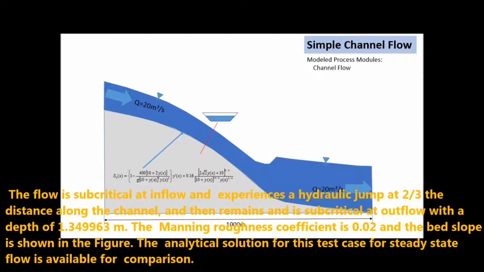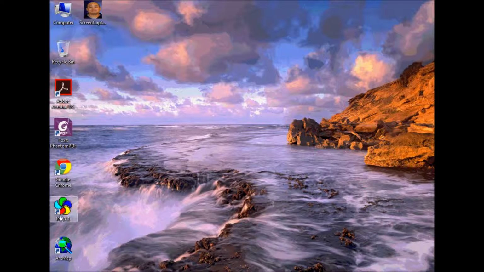The flow is subcritical at inflow and experiences a hydraulic jump at 2/3 the distance along the channel, and then remains subcritical at the outflow with a depth of 1.35 meters. The Manning roughness coefficient is 0.02, and the bed slope is shown in the figure. The analytical solution for this test case for steady-state flow is available for comparison.